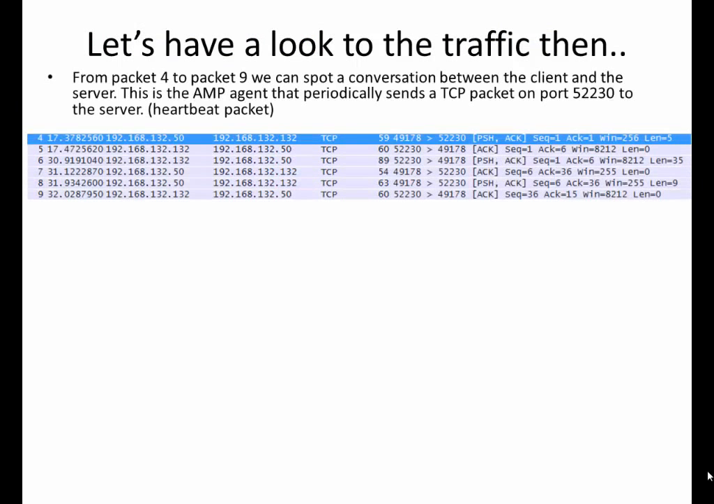So let's have a better look. In the first four, from packet 4 to packet 9, we can spot a conversation between the client and the server. This is the AMP agent that periodically sends a TCP packet on port 52230 TCP to the server. This is called the heartbeat packet. So what is the heartbeat packet?